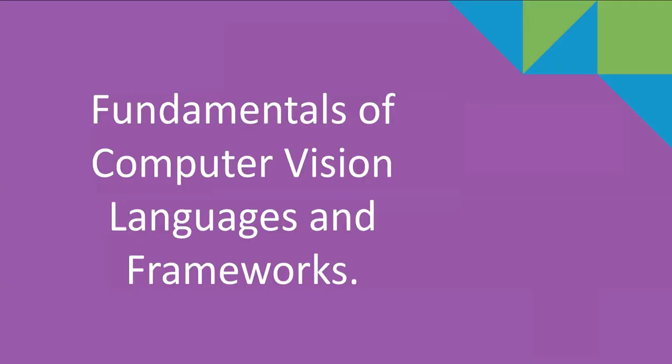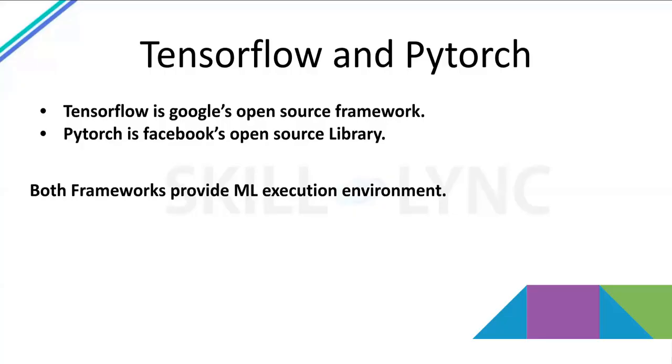So let's talk about the fundamentals of computer vision: languages and frameworks. At this moment, Python is the main language in computer vision. R is also there, but it is not an industry standard. TensorFlow and PyTorch are both used as industry standards. Both are open source, and you can use them for free. TensorFlow is Google's open source framework, and PyTorch is Facebook's open source framework.